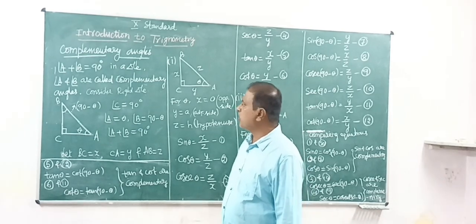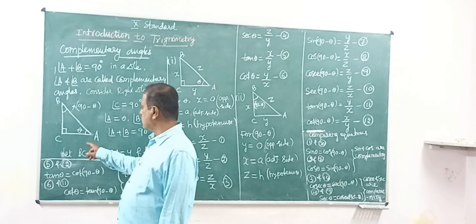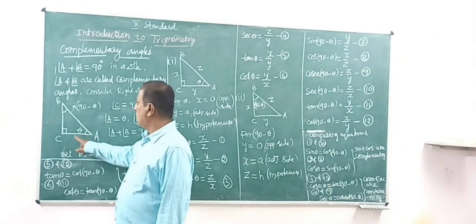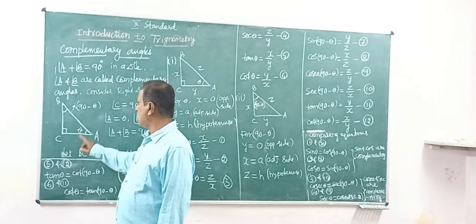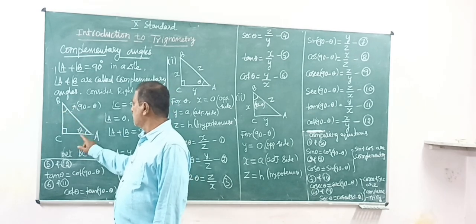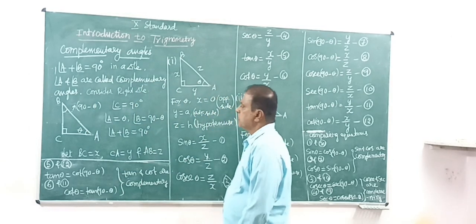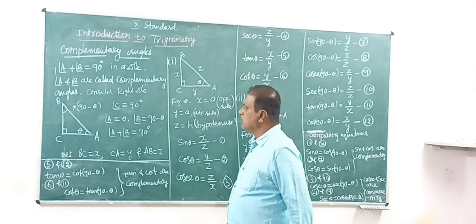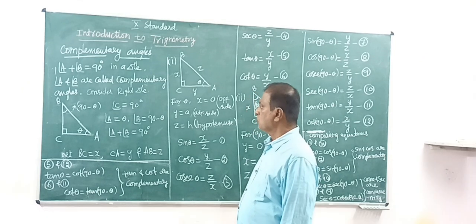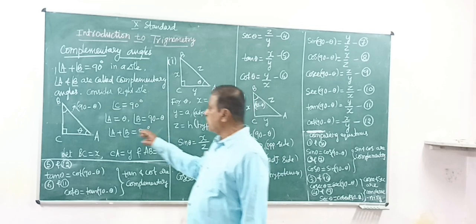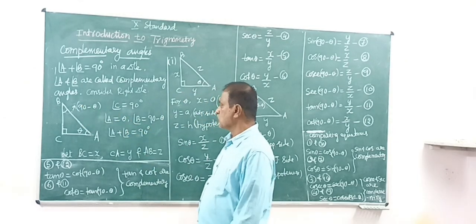How are these complementary angles related? If one angle is theta, the other angle is 90 minus theta. Angle A is theta, angle B is 90 minus theta. The sum is equal to 90 degrees. What is the relationship between these complementary angles in terms of trigonometric ratios?